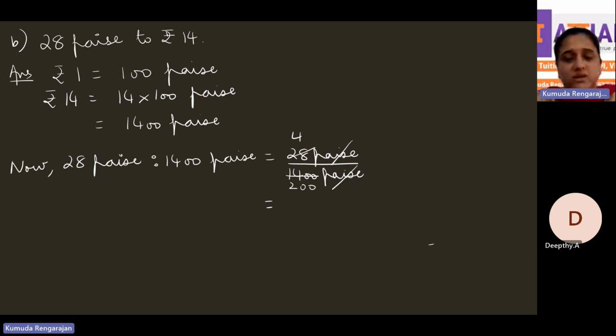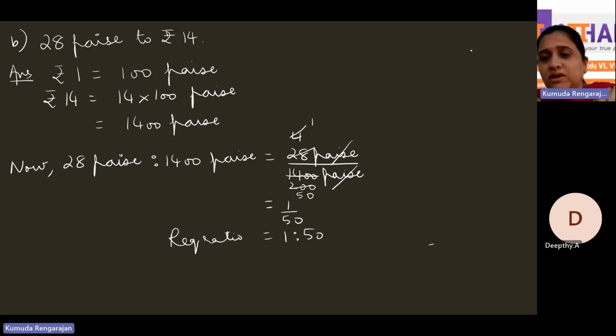I'll show you. 7 fours are 28, and 7 twos are 14, 200 times. Now 4 fives are 20, so 50. So it's 1 by 50, or the required ratio is 1 is to 50.